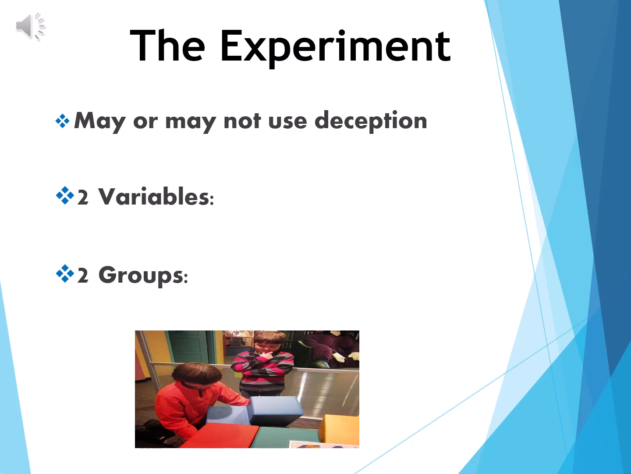Let's now consider the experiment. The experiment may or may not use deception. Many students, primarily in intro psych, I hope, are surprised that psychologists can still use deception in experiments. Consider the placebo pill. Isn't that deception? Experiments will have two variables and two groups. Take a moment and see if you can remember their names, and then proceed to the next slides.